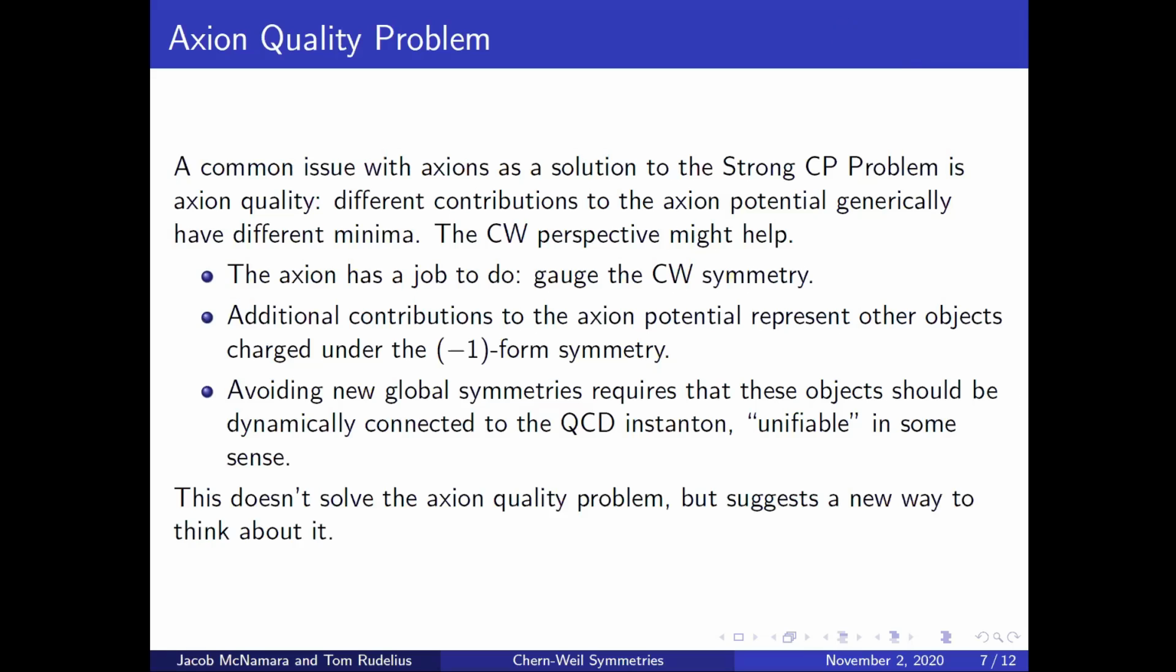So this doesn't solve the axion quality problem. I can't argue that just because this effect happens that the potentials have to have aligned minima, but it suggests a new way to think about it, which is to say that these other objects have to be related to the QCD instanton in a way besides just the fact that they couple to the axion. Okay, does that help Arthur at all, or anyone else? Does anyone have any other questions about this?